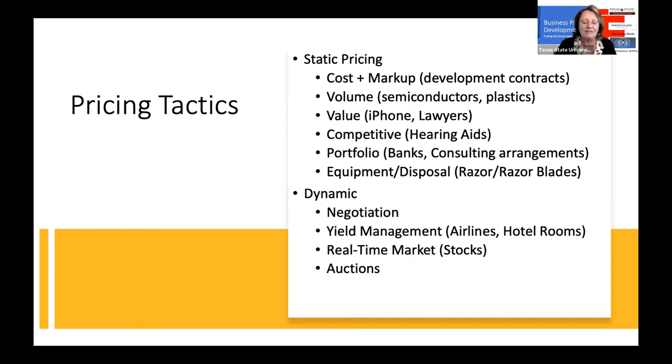If the consumer does not see that there is any value in the brand, and that the item they're buying is pretty much consistent among all the brands being offered, then yes, they're going to go to a competitive pricing structure in terms of how much they're willing to pay. And then we might have equipment and/or disposal pricing tactics. So you buy a razor, and then if you want to dispose of it, you pay another fee to dispose of it. We have that with water bottles as well, like the 5-gallon water bottles you might get at a grocery store.